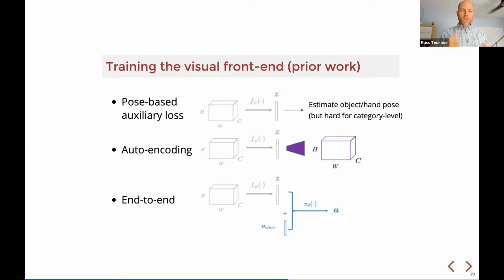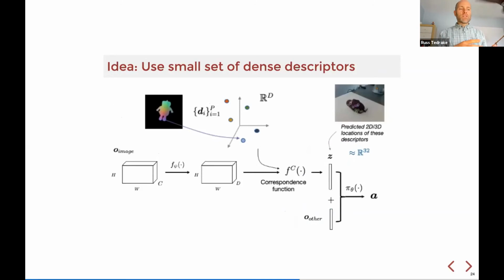People have used autoencoders to train those features, and people have even tried to train that network end-to-end, successfully train that network end-to-end. And we're going to compare against all three of those. But what the proposal here today is a little bit different, right? We're going to use the dense descriptors as the front end.